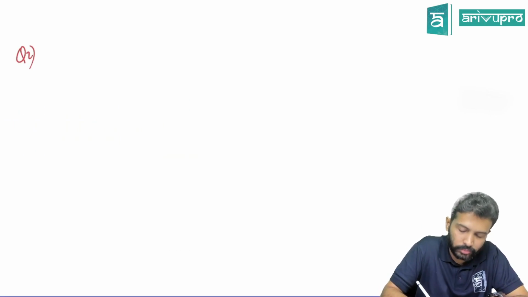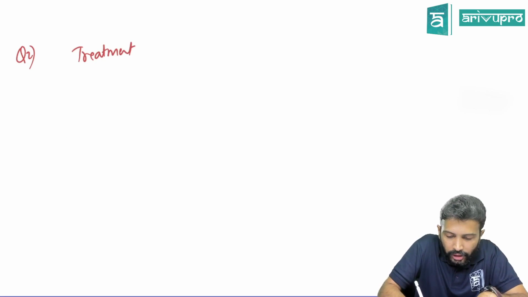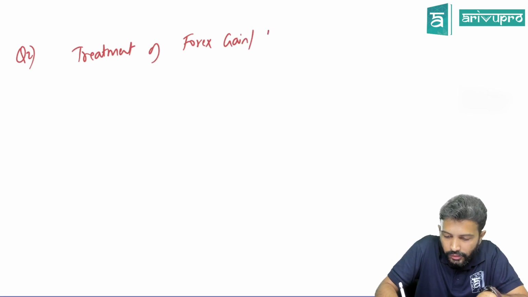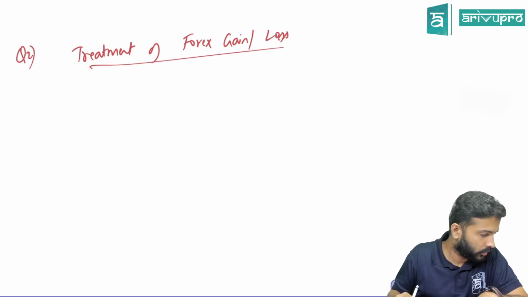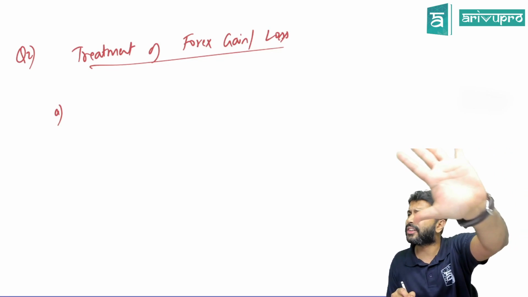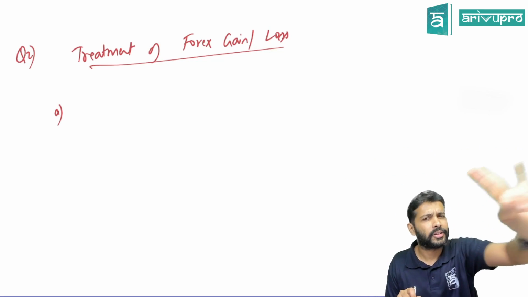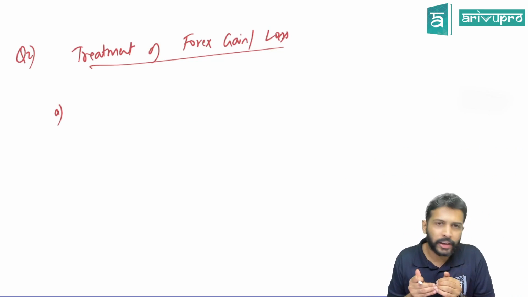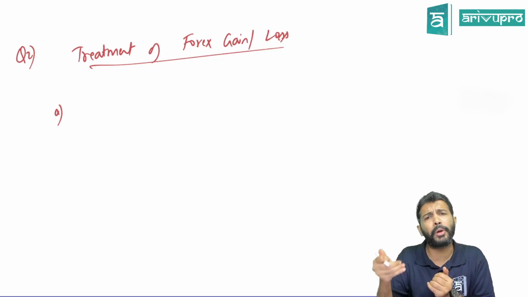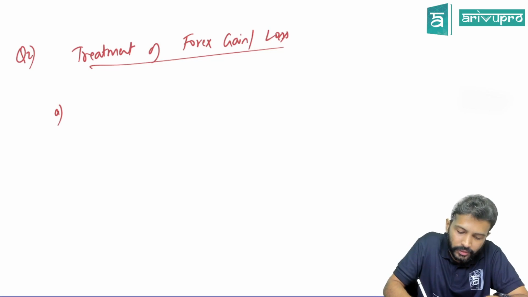Question number 2. We'll give the heading as treatment of forex gain or loss. We'll break it into 3 parts. We have 3 parts, no? Transaction date accounting, balance sheet date accounting, settlement date accounting. Like that, I'll split it into 3 parts. Write the provision and below that, write the journal entry also. Like that, we will solve.